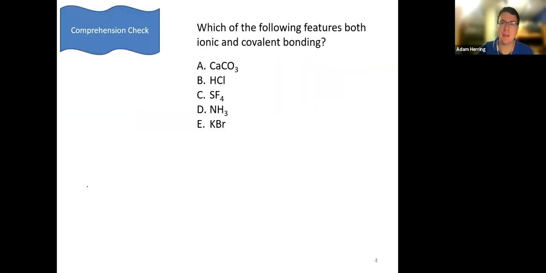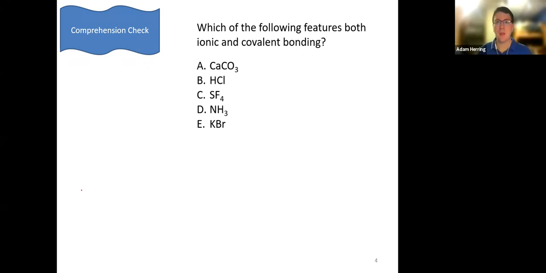Now, let's practice. Which of the following features both ionic and covalent bonding? Since we've already talked about this in previous videos, I want you to try this one on your own. So pause the video now and try.